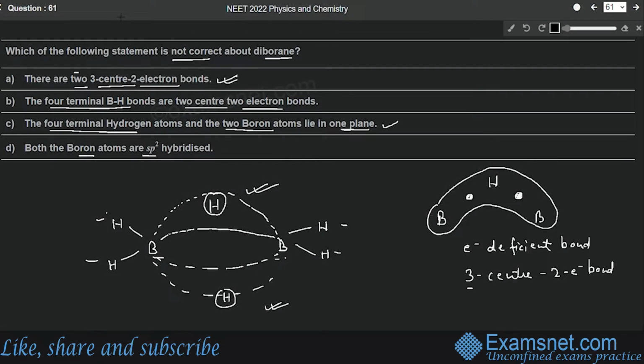But on the terminal part, suppose boron and hydrogen, 2 atoms are there and 2 electrons are shared, one by hydrogen and one by boron. So this is a 2 center 2 electron bond. So the second statement, the 4 terminal boron hydrogen bonds are 2 center 2 electron bonds, is also a correct statement. So the only incorrect statement is statement D, because both the boron atoms are sp3 hybridized, not sp2 hybridized.